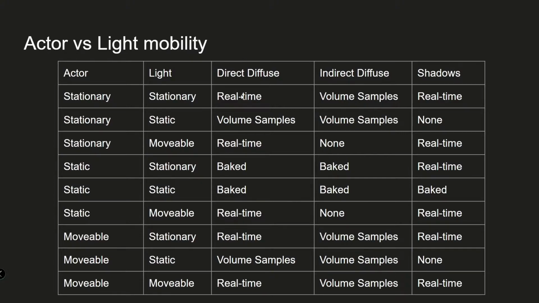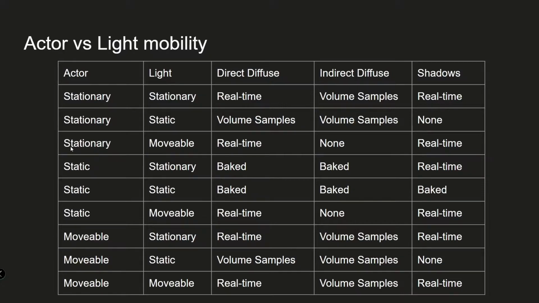So our direct diffuse is going to be real time if it's a stationary actor and a stationary light. The indirect diffuse is going to use volume samples, which I'll explain once we're in engine. And shadows are going to be real time. Now, stationary actor, static light: the direct diffuse is going to be volume samples, so it's going to be calculated. Indirect diffuse is volume samples, and we're not going to have any shadows.